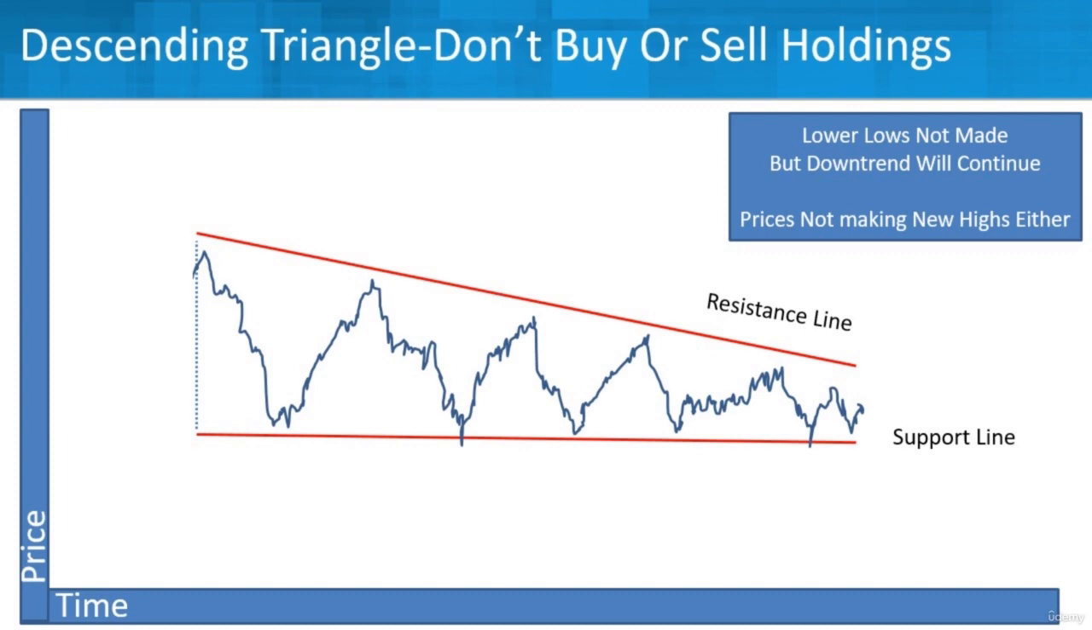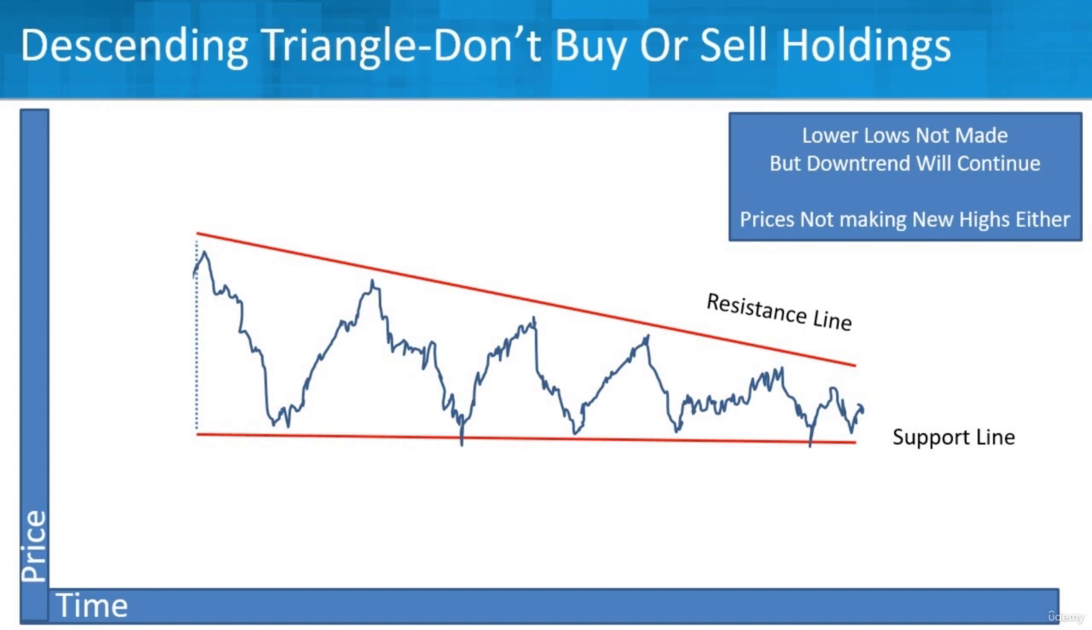So really, to tell whether it's an ascending or descending triangle, you'll look at which line is horizontal, basically straight across, and which one has a slope. An ascending triangle, going higher, would have a support line that's uptrending, and a descending triangle would have a resistance line that's downtrending or sloping downwards.